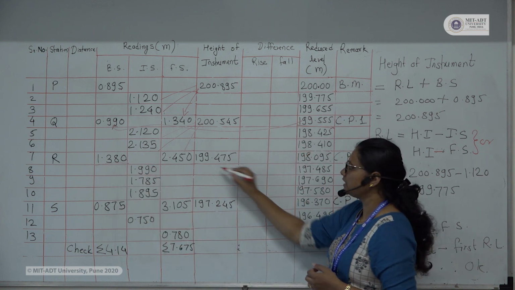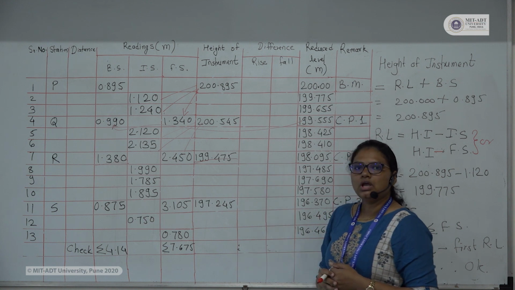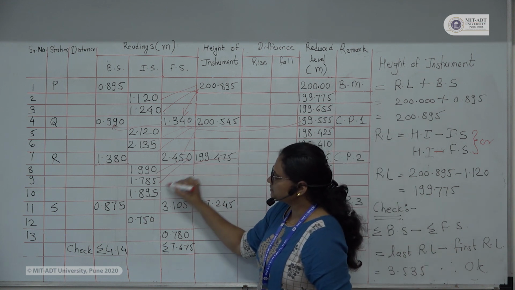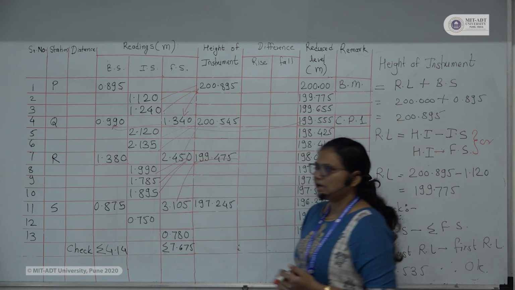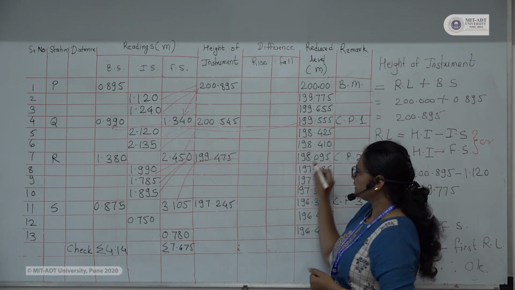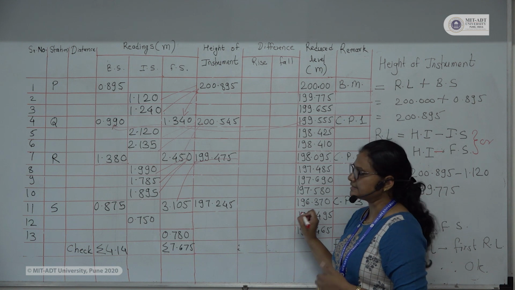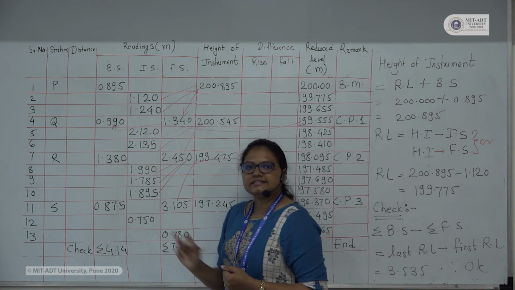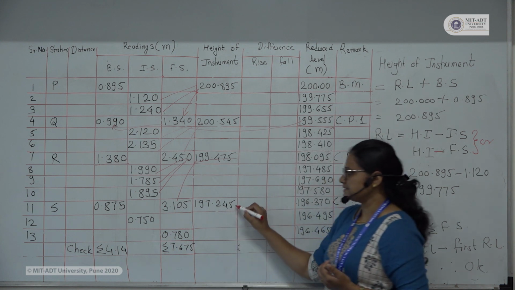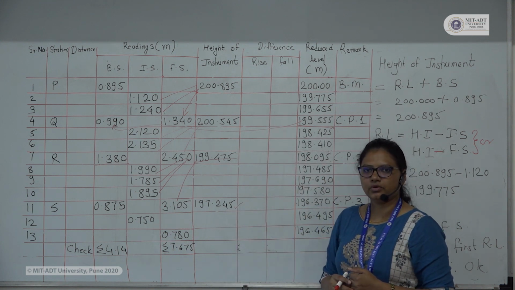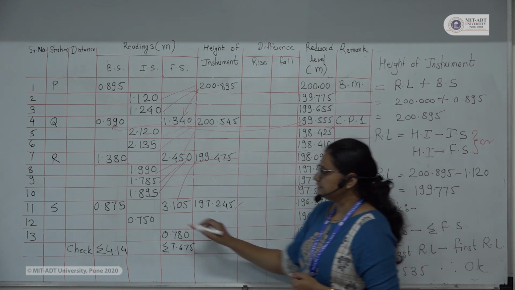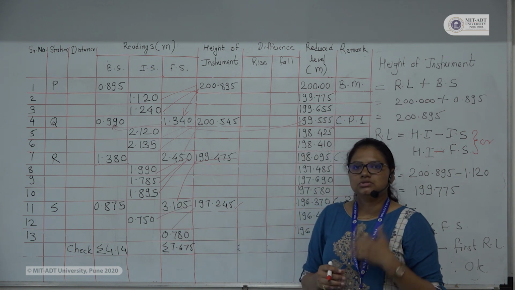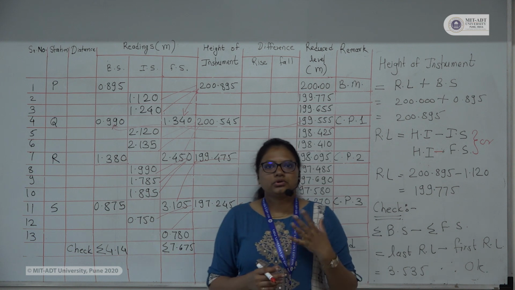Then you will get the value of 199.475. Again you have to subtract with these values. After subtracting this value, you will get the respective reduced levels. And for the change point, you have to add this reduced level and this backside. Then you will get the answer 197.245. And for these last two readings, you have to subtract these two values. So in all these calculations, don't get confused.